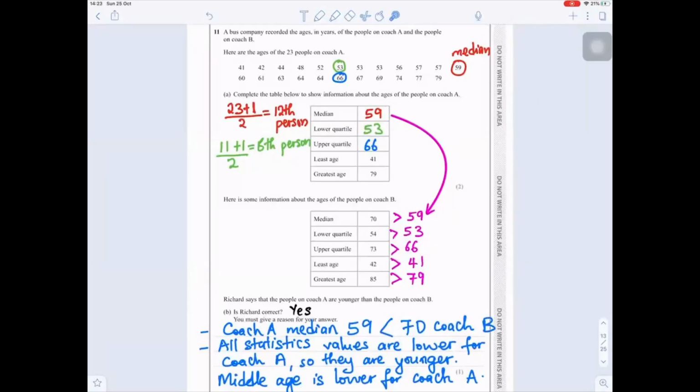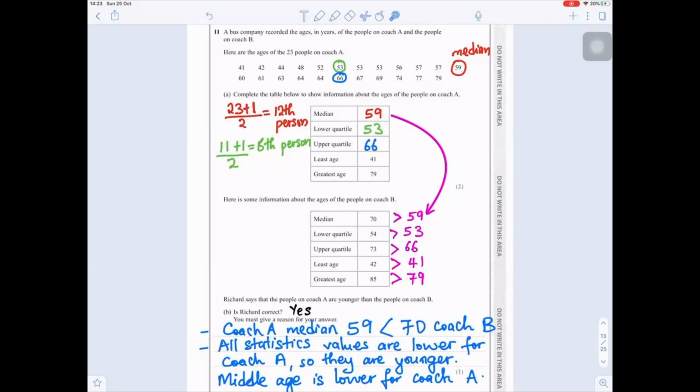Question number 11. A bus company recorded the ages in years of the people on coach A and the people on coach B. Here are the ages of the 23 people on coach A. Complete the table below to show information about the ages of the people on coach A. So median, lower quartile, upper quartile, least age, greatest age. Least age is 41 on the list. Greatest age is 79.